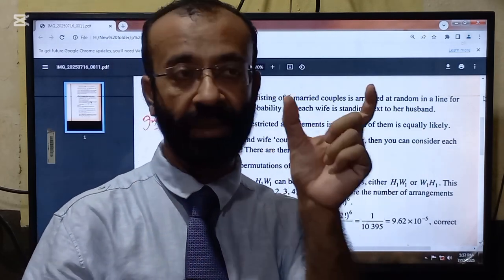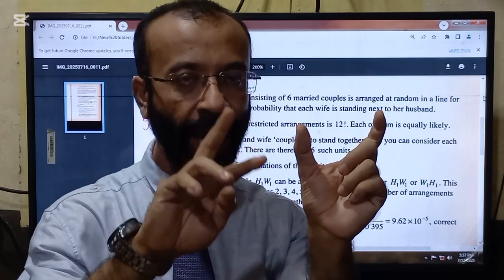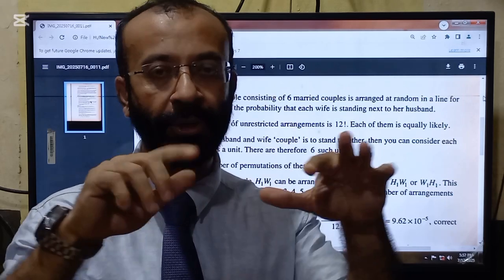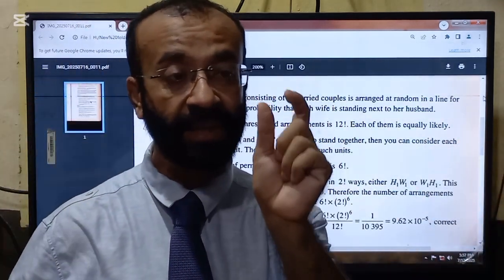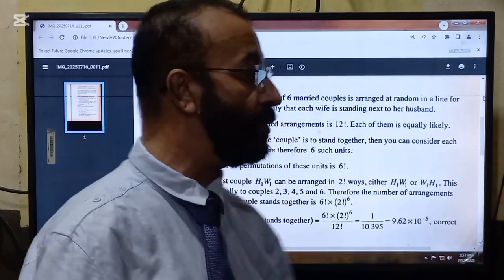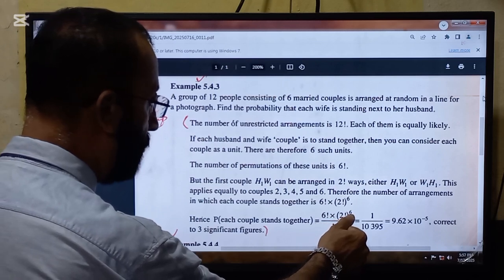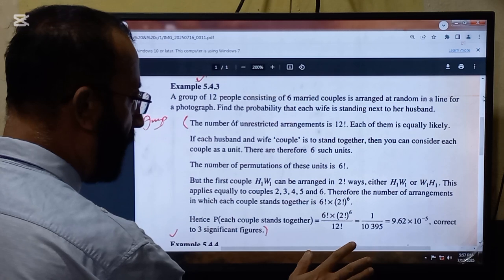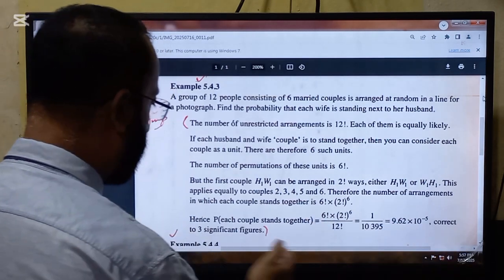So for 6 couples, 6 factorial. And for the arrangement within each couple, it is 2 factorial, and in total there are 6 couples, so 2 factorial raised to the power 6. So 6 factorial times 2 factorial raised to the power 6 is the favorable outcomes, and 12 factorial is the total number of outcomes. Now when you solve it on the calculator, you will get the answer.